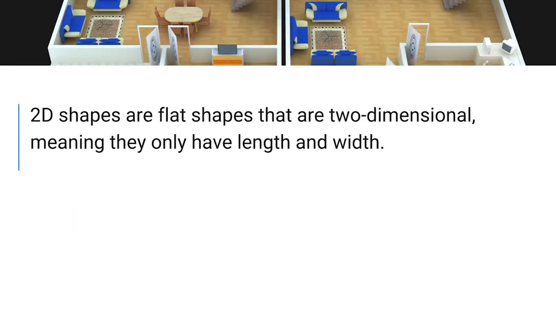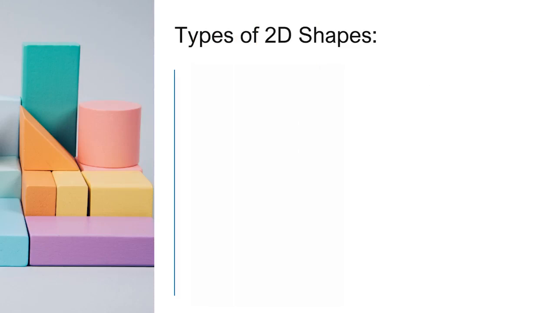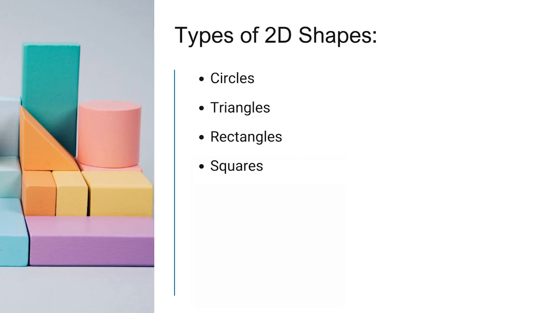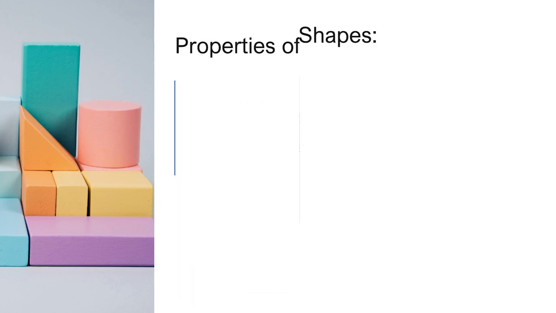2D shapes are flat shapes that are two-dimensional, meaning they only have length and width. There are several types of 2D shapes, including circles, triangles, rectangles, squares, pentagons, hexagons, octagons, rhombuses. Properties of 2D shapes. Each 2D shape has its own unique set of properties. Here are some of the most common.